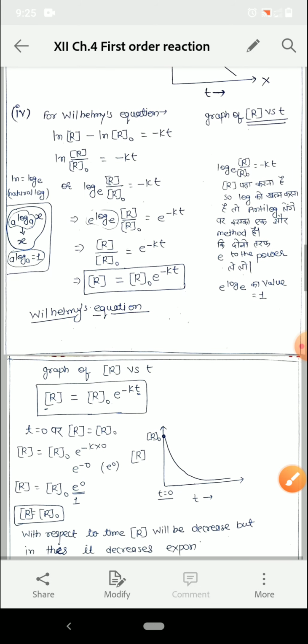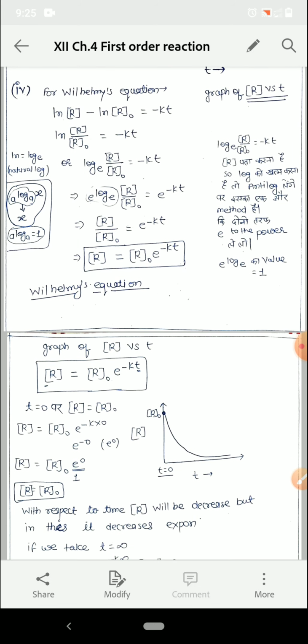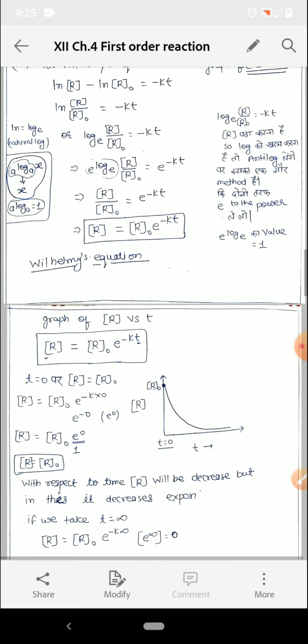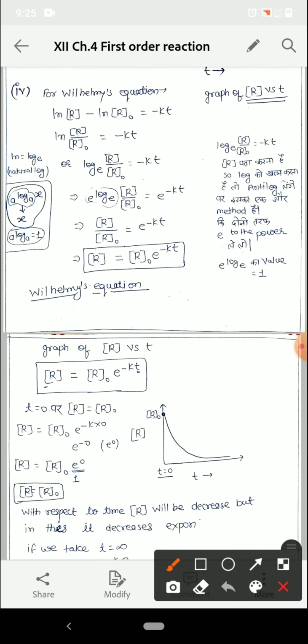Next the fourth, from the Wilhelmy equation. तो इसको हम समझते हैं पहले कैसे है ये इक्वेशन. सो ln r माइनस ln r नॉट इज इक्वल टू क्या होता है? माइनस के टी. ठीक है, सो log a minus log b is log a upon b. So we can write ln r upon r naught is equal to minus kt. Okay, so we can write it log e r upon r naught is equal to minus kt.